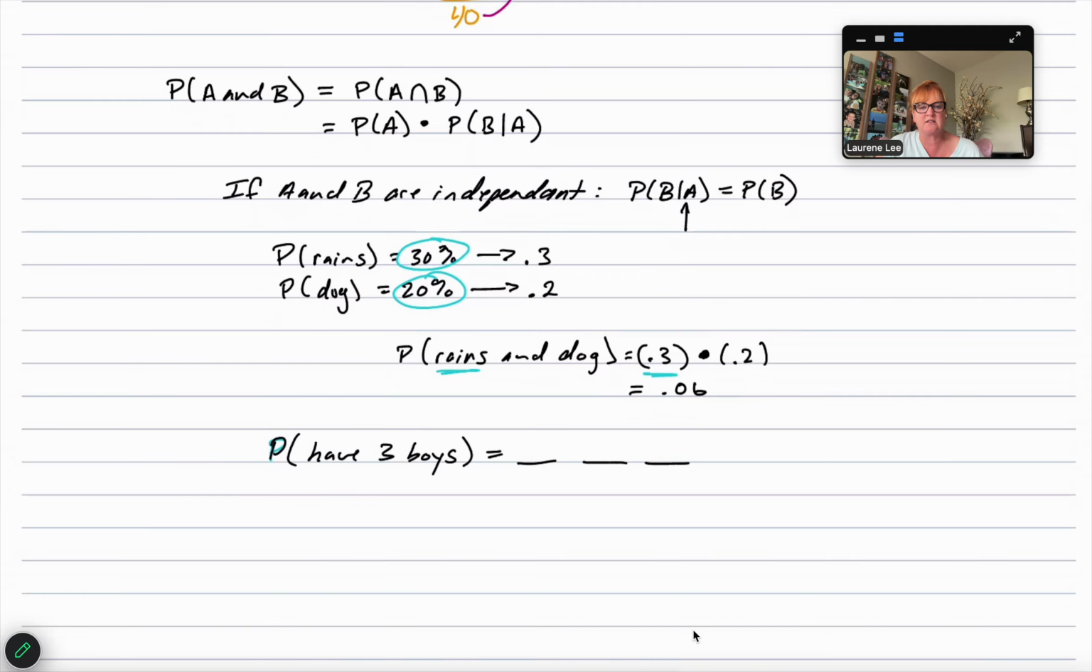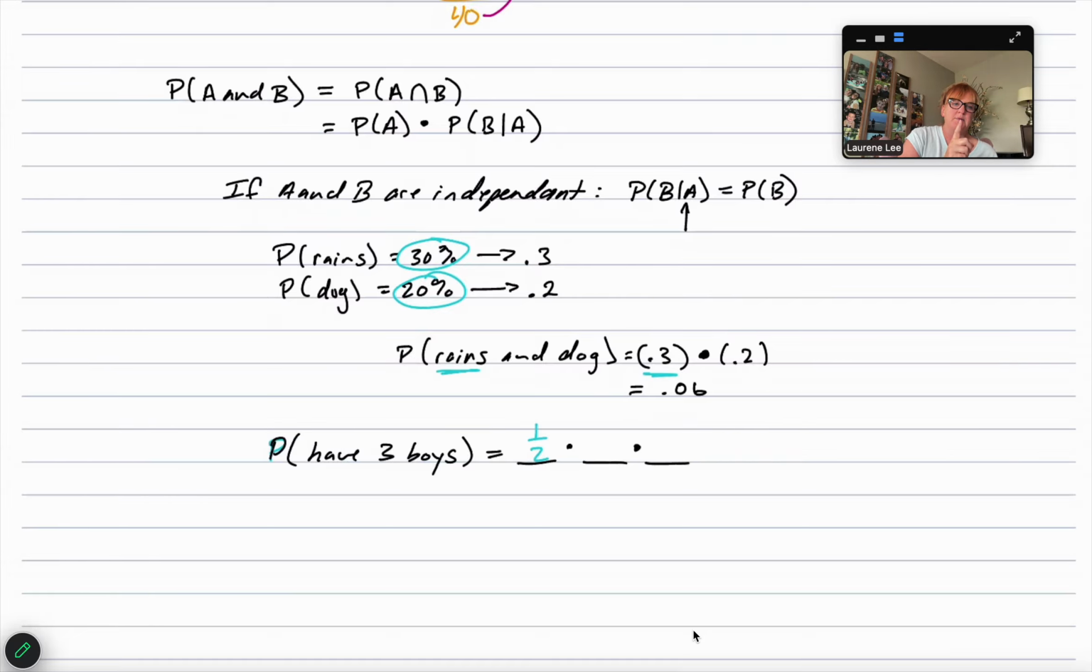Sometimes I like to do this. There's going to be 3 things that I fill in because 3 things are happening. It's an and problem, so I'm going to hook them together with multiplication. And then I just go one by one. What's the probability that you have a boy? How many ways out of how many total? 1 out of 2.